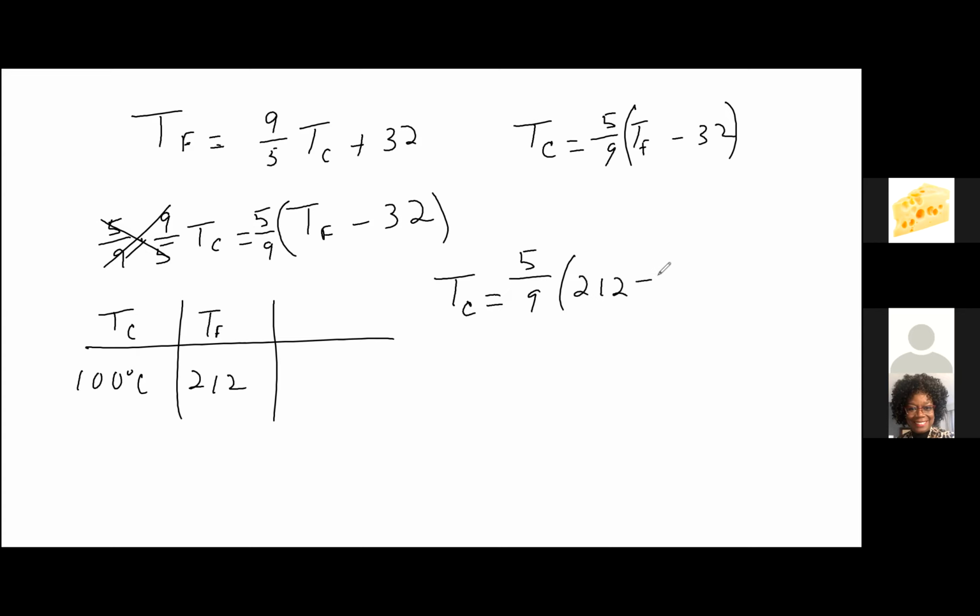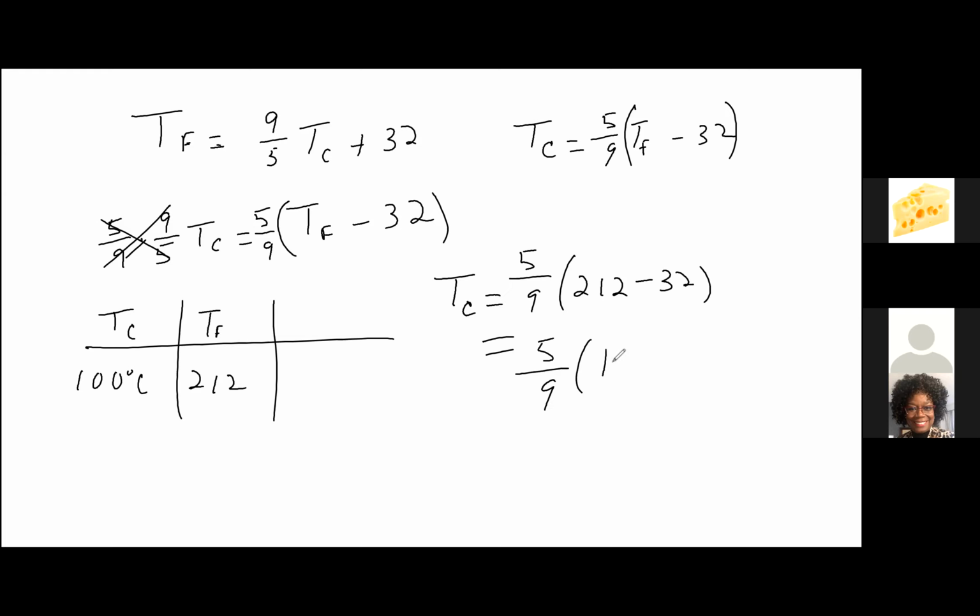212 minus 32. So what do we do first? First, we take 212 and subtract what? 32. So we have 212, and we subtract 32, and we get what? Of course, we get 180.